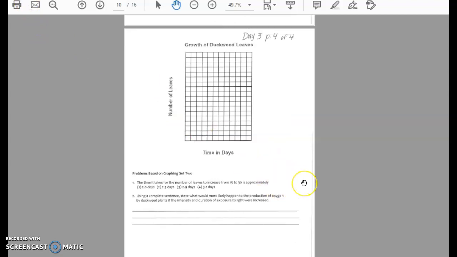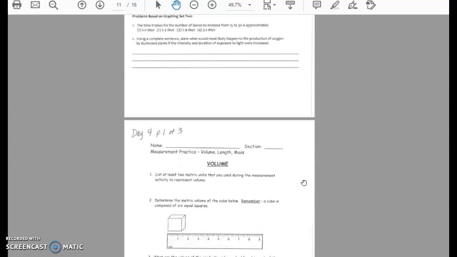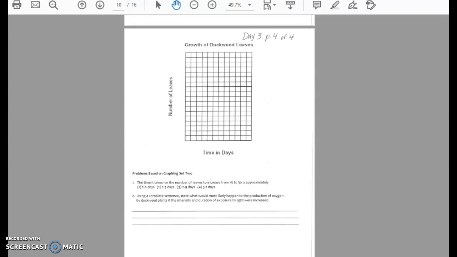Okay, that leaves us day 3. I'm going to do day 4 and 5. I think, yes, day 4 and 5 are next. Look for those.